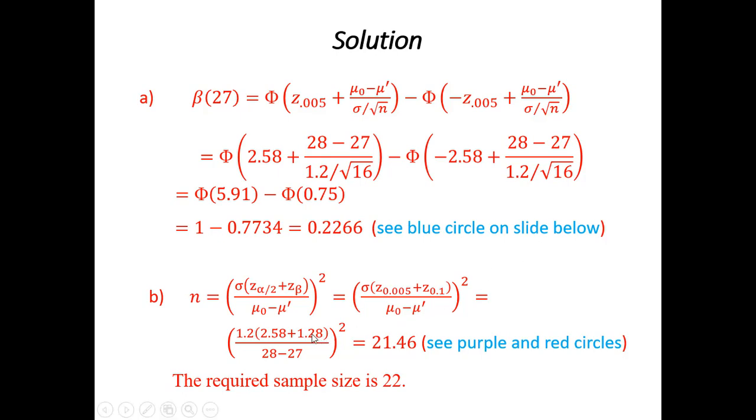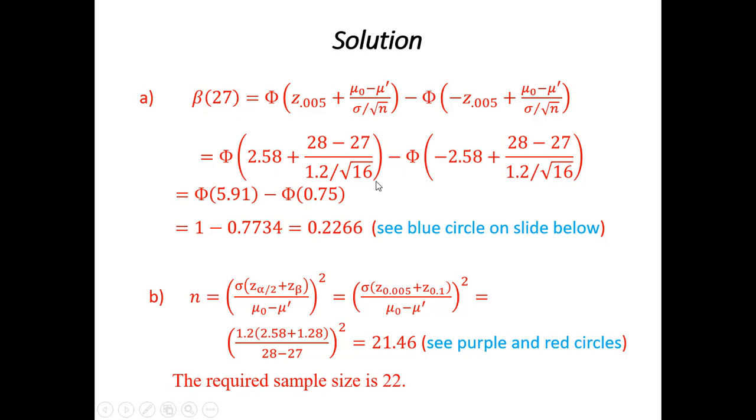Okay, so that's where this term comes from, the z beta, 1.28. Sigma, the standard deviation we know, 28. Again, that's the hypothesized mean, and 27 is the mu prime that we were given. So we would work out this fraction, then square it. We get 21.46. And once again, we round up because we're trying to guarantee a certain error. So this rounds to 22.